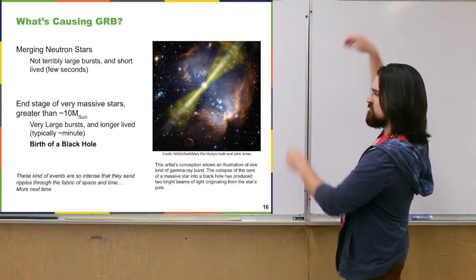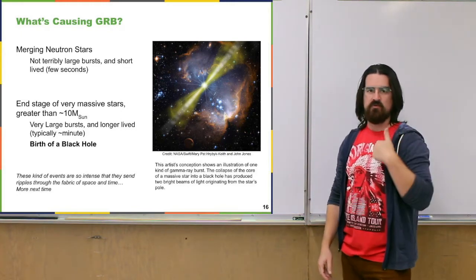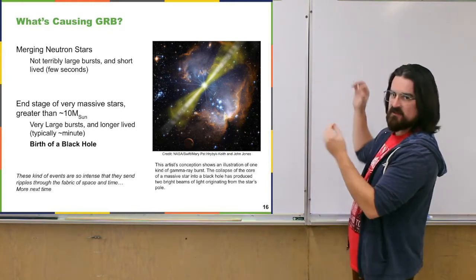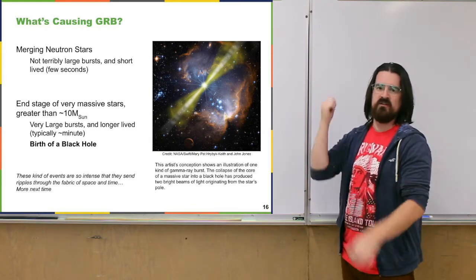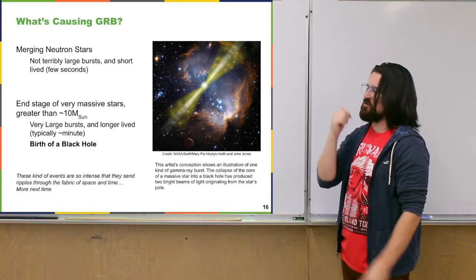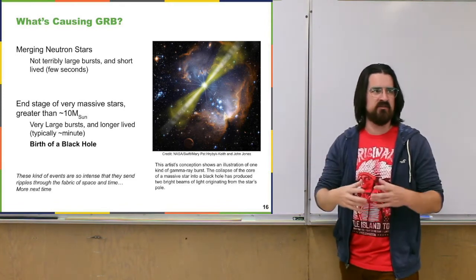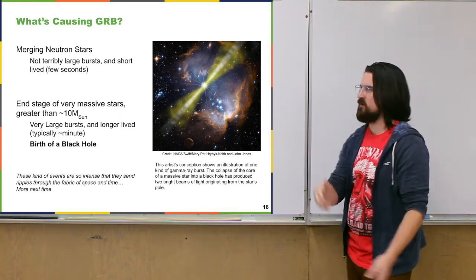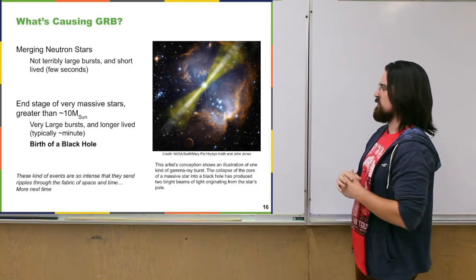So since they're only going into beams, when we see them, those are only the ones where those beams are pointed in our direction. And so a lot of the time, when one of these events happens, it's not necessarily going to point those gamma ray bursts in our direction. Most of the time, it's probably not. So that kind of tells us that we're only seeing a small percentage, probably, of the amount of these events that create gamma ray bursts.